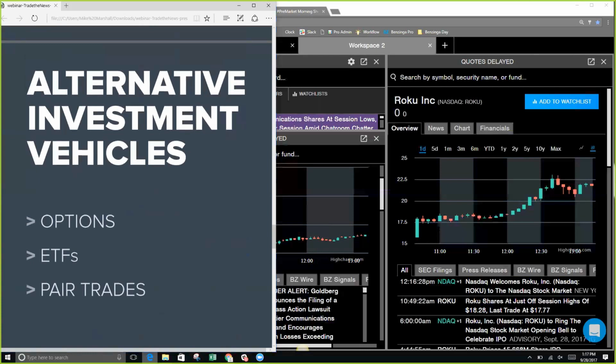So remember that if you see a news item, let's say you see a news item on Nike, it's not always the smartest idea to just go buy or sell shares of Nike. Maybe you get some exposure to Nike via an options trade, via an option contract. Maybe you get some exposure to Nike by considering an ETF.